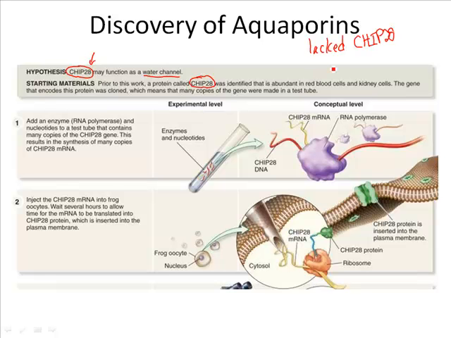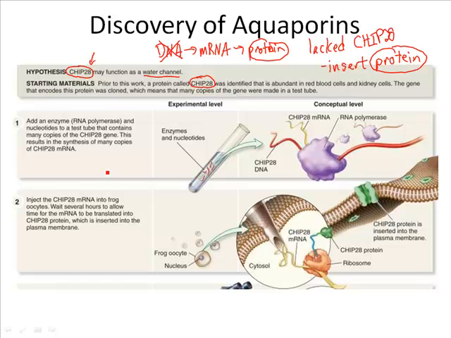And their goal was to insert the protein and then look at water uptake into that cell that contained CHIP28. So how in the world can you insert a protein into a cell that lacks the gene for that protein? Remember, we learned about this in chapter 3. DNA is transcribed into RNA, which is translated into protein. How can a cell that lacks the gene, the DNA for CHIP28, ultimately produce the protein?